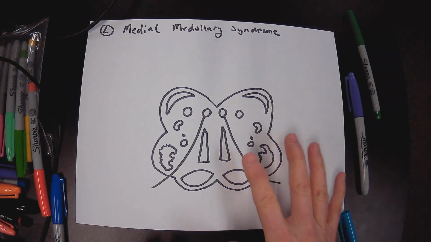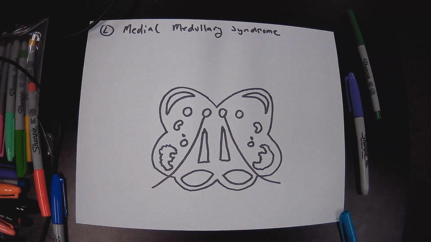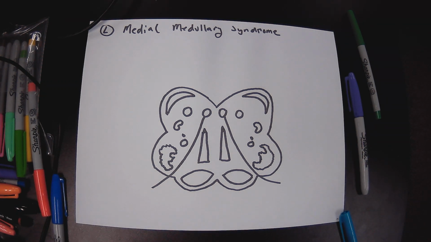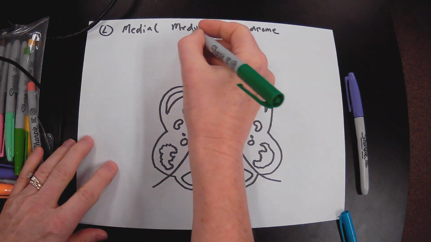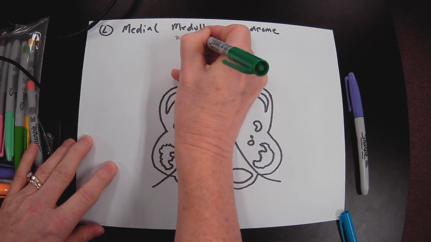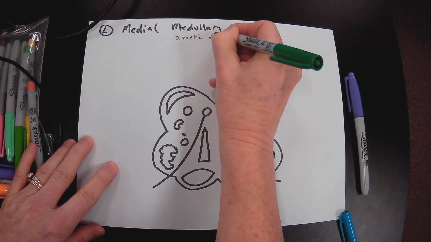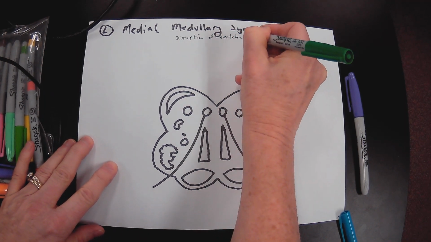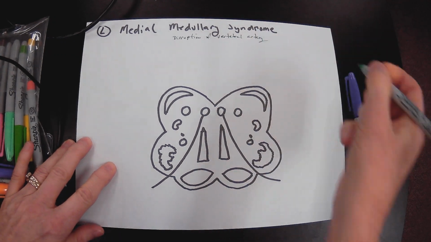So medial medullary syndrome, if I had to talk about an artery that was disrupted in medial medullary, which one was that going to be again? Does anyone remember? Vertebral, yeah. So this is going to be disruption of vertebral artery.